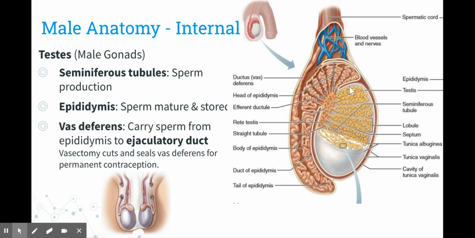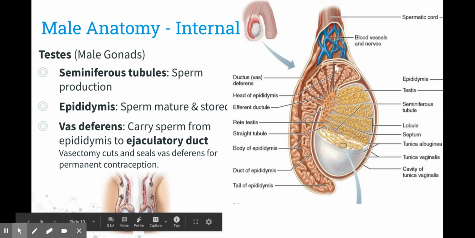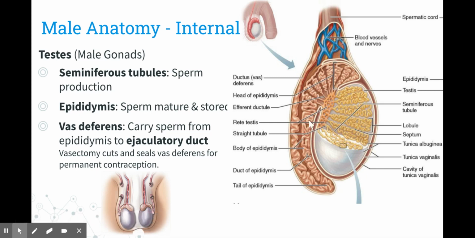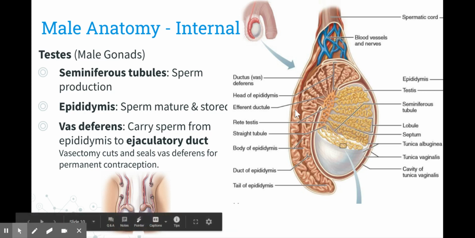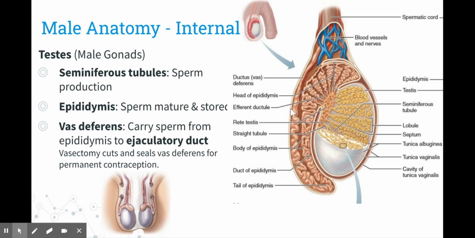And then wrapping around the outside of the testes tubules themselves is the epididymis. And so after sperm have been produced, they move through all these tubules into the epididymis for maturation and storage. And then when they are ready to exit the body through ejaculation, they travel out of the epididymis up through the spermatic cord and then travel through the body and out the penis.